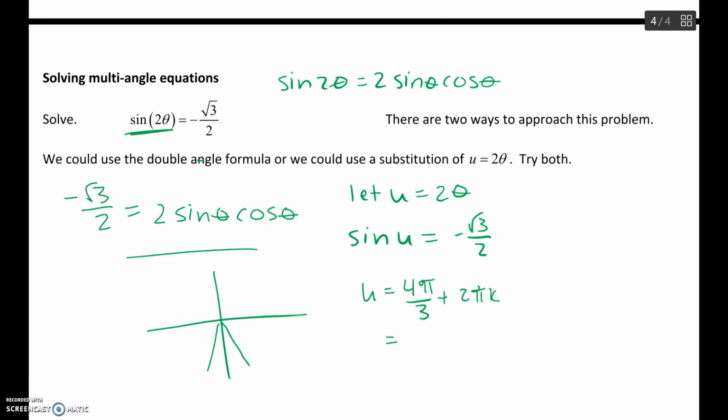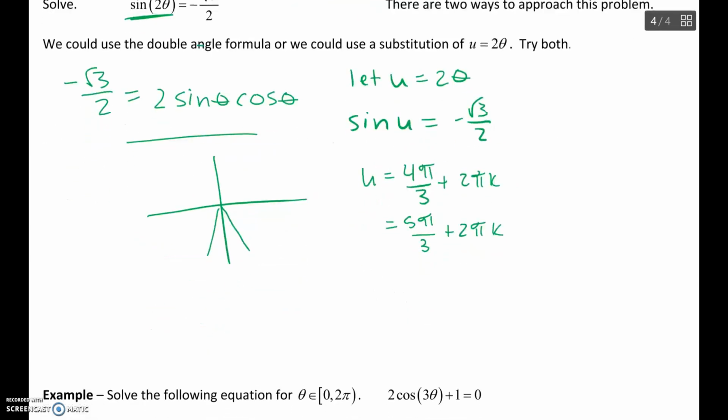Or it equals 5 pi over 3 plus 2 pi k. So we have two little equations for u. Now we have to substitute this back in. So I'm going to say that 2 theta, right, that's what u equals, 2 theta equals 4 pi over 3 plus 2 pi k.